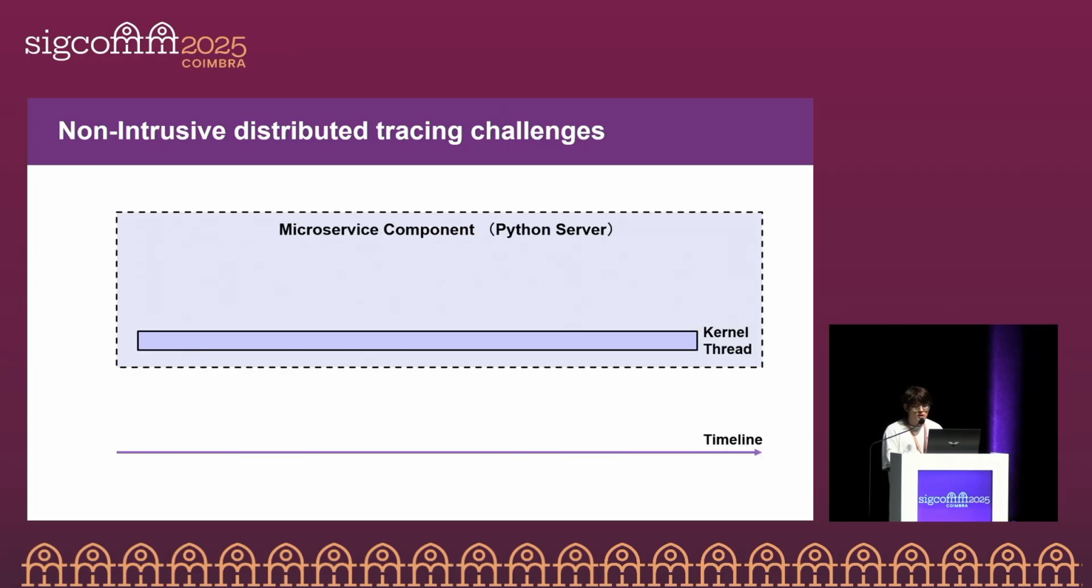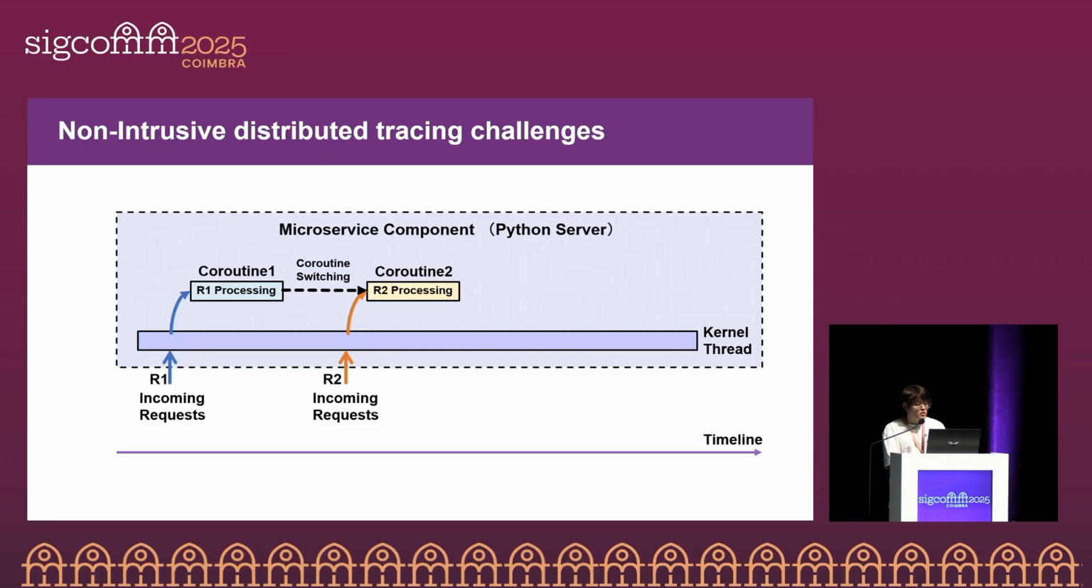We use coroutine-based concurrent request handling to solve this issue. In the coroutine mechanism, a component can reuse a single kernel thread through multiple coroutines. In this example, a Python server component first receives an incoming request R1 and assigns it coroutine 1 for processing. Later, upon receiving another incoming request R2, it assigns coroutine 2 to handle it. During processing, these two coroutines may switch between each other until they eventually issue their respective outgoing requests.